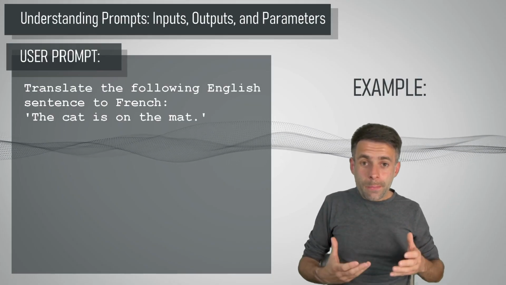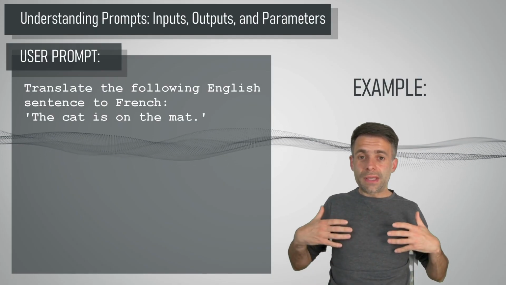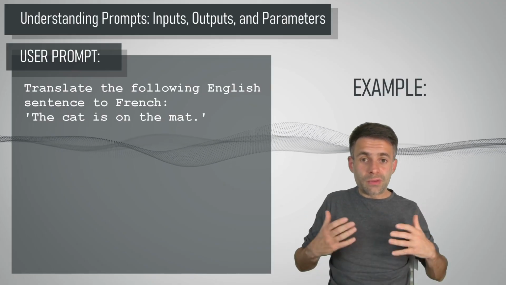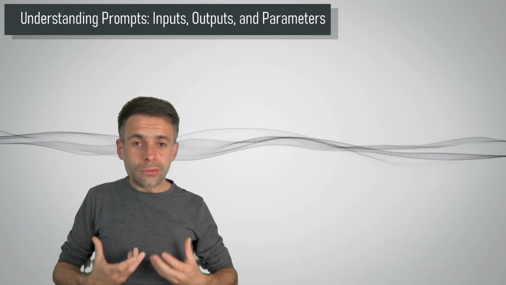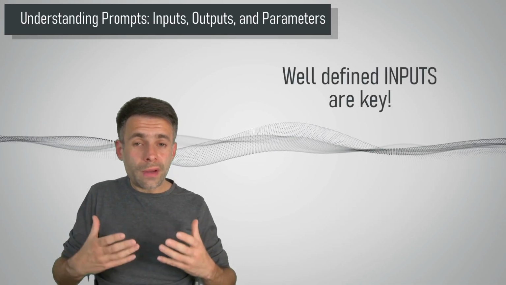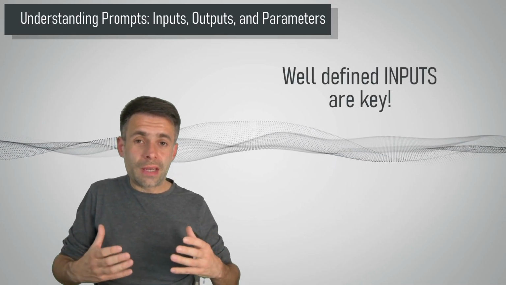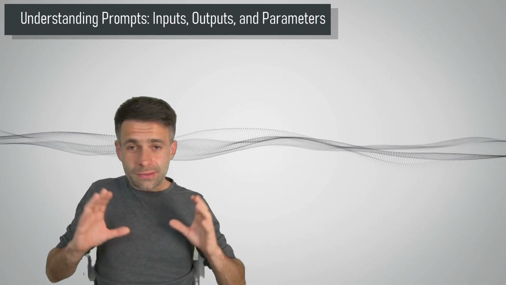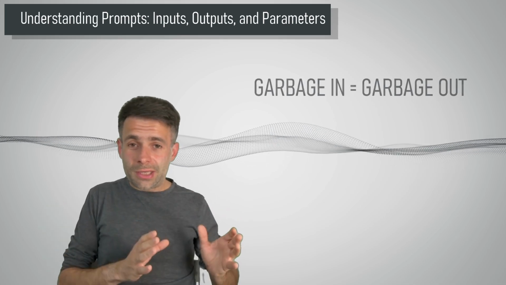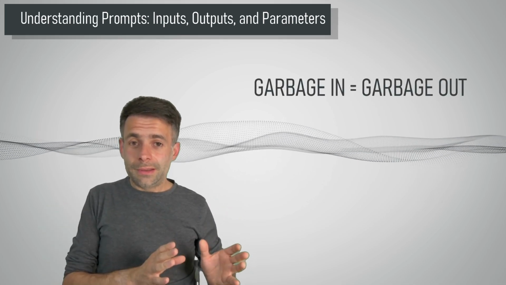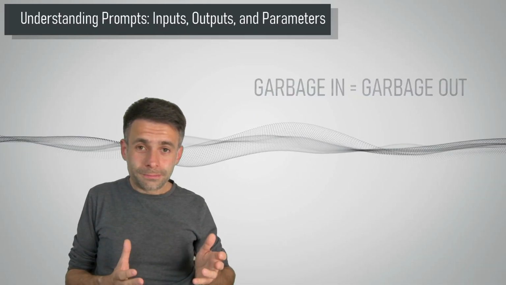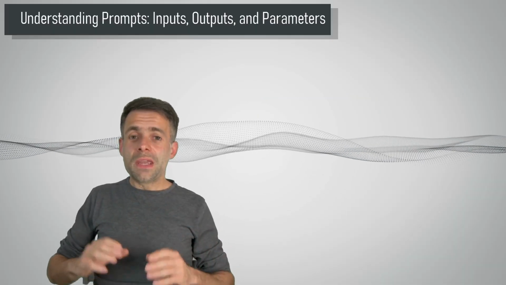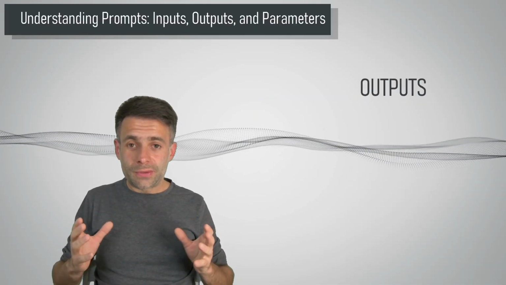Here, the input guides the AI in understanding that you want it to translate a specific sentence from English to French. So it's essential to provide the AI with well-defined inputs in order to get the desired results. Remember, as a general rule, garbage in, garbage out. A mediocre input will probably result in a mediocre output. Keep that in mind.